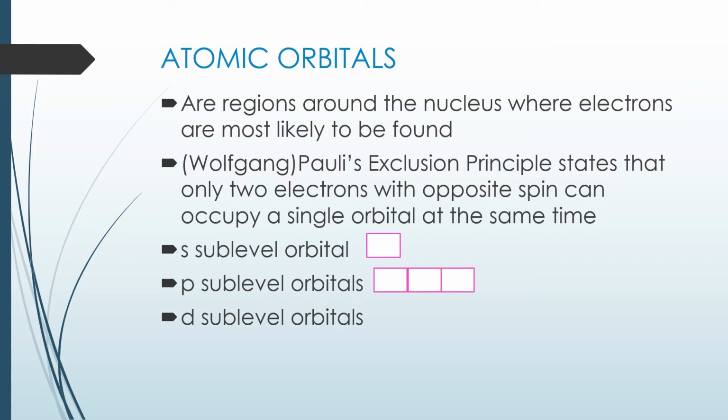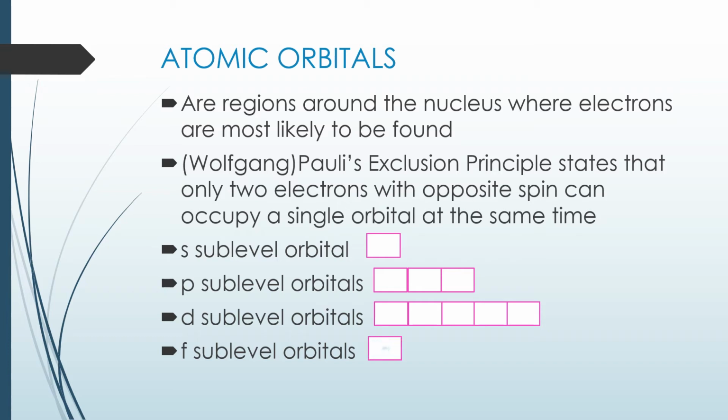Ang D sublevel naman ay merong 5 orbitals. Kaya, kung bawat orbital ay kayang humawak ng tig-2 electrons, ang D sublevel ay kaya lang humawak ng hanggang 10 electrons. Ang F sublevel naman ay merong 7 orbitals.